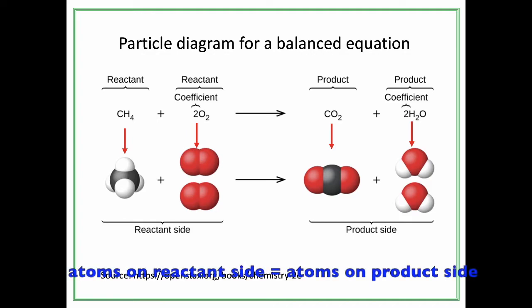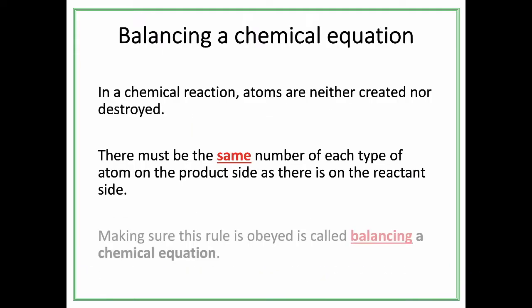The number of atoms on the left-hand side, the reactant side, equals the number of atoms on the right-hand side, the product side. Making sure this rule is obeyed is called balancing a chemical equation.